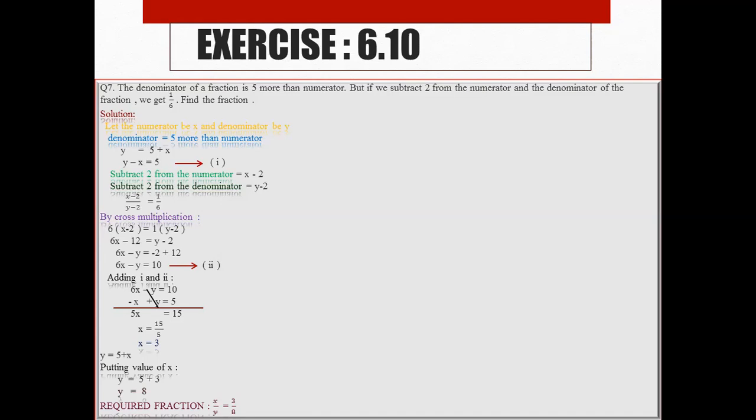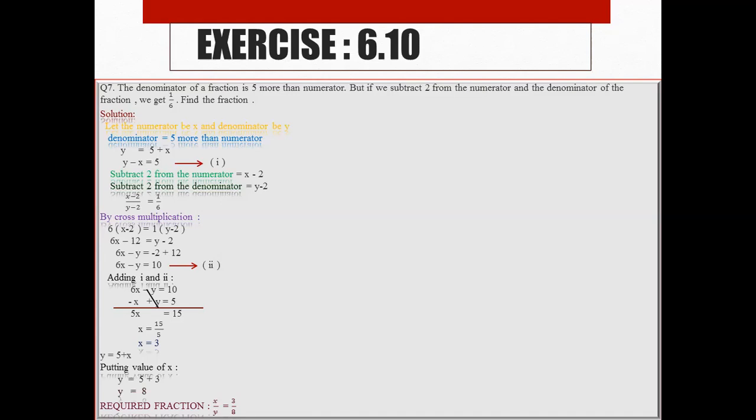Again, you shift the variables to one side and the constant term to the other side. The equation will become 6x minus y is equal to 10. This is equation 2. In equation 1, y minus x is equal to 5, or when you arrange the terms, minus x plus y is equal to 5.